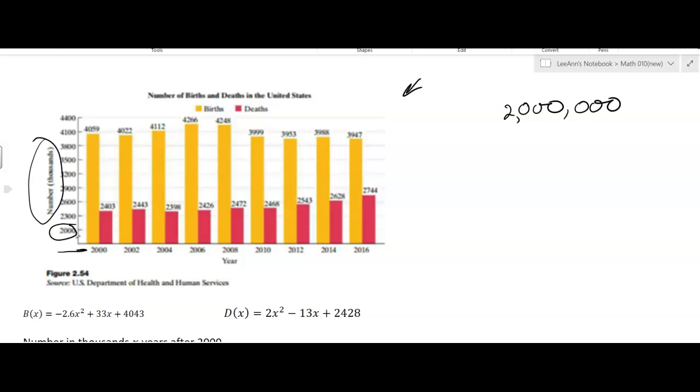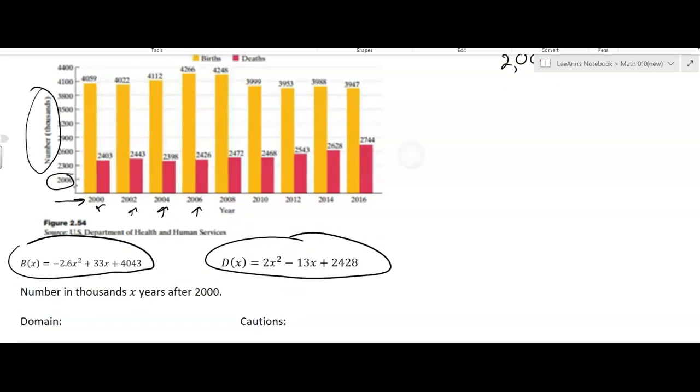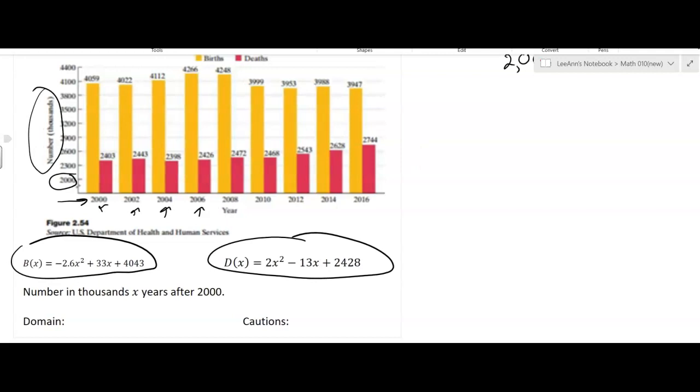Then down here along the x-axis, it's the year. So we have the year 2000, 2002, 2004, 2006, so on and so forth. Okay, here is the model for births, and here's the model for deaths. So these are going to model these numbers that we have, the data, okay?